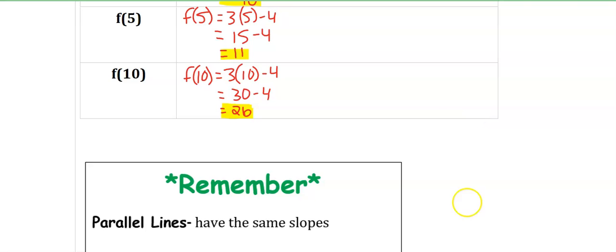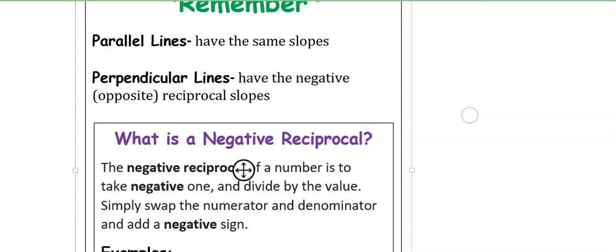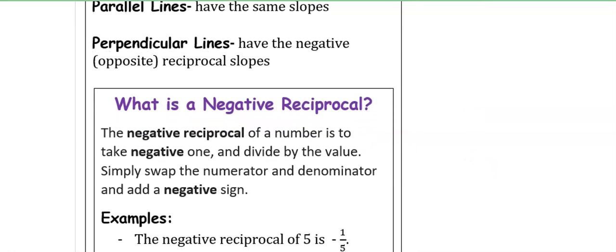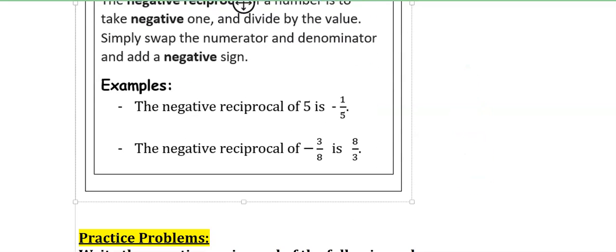The next section is we're going to go over perpendicular lines. So we're going to be looking at perpendicular lines which have negative reciprocal slopes of each other, and parallel lines have the same slope. So remember that a negative reciprocal of a number is when you flip the sign and flip the fraction. So for example, the negative reciprocal of positive 5 is -1/5. Our sign changed from positive to negative and our fraction flipped.